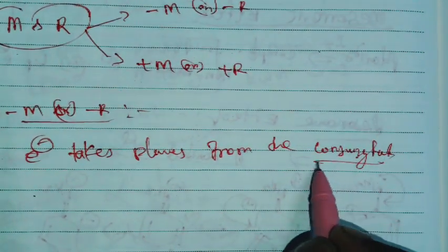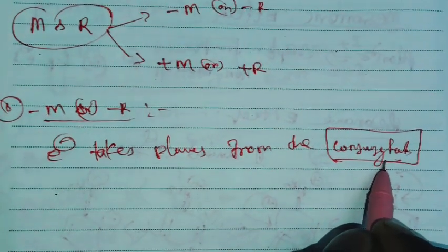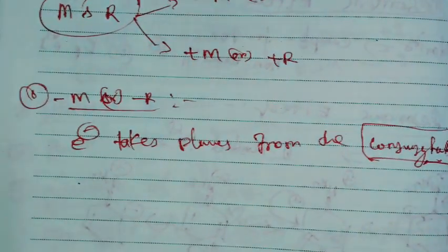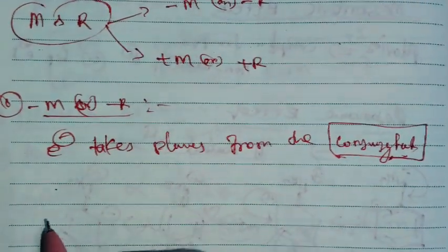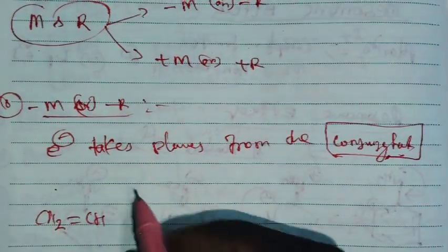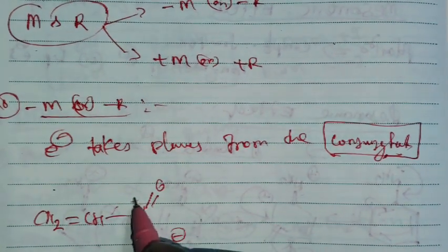Just keep it in your mind, there is conjugation, because we will teach later about conjugated, cumulated hydrocarbon units and so on. So how can we say this is conjugated? For example, CH2 double bond CH, and here is NO2, N double bond O minus. Here nitrogen has a positive sign.